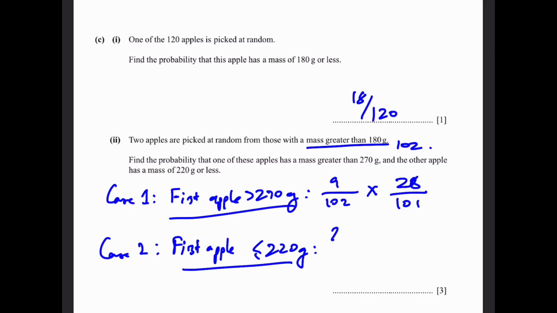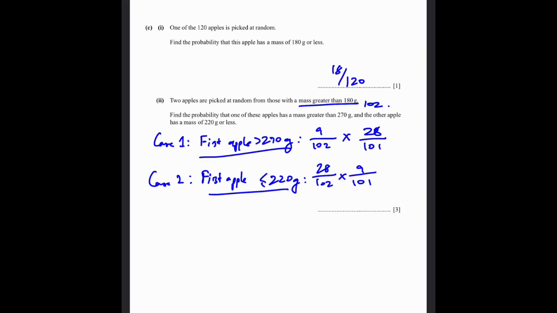So this will be 28 out of 102 times 9 out of 101, because we picked 1 out of 28 of them and this is out of a total of 102. So we picked one apple, so of course we subtract 1 for the second one. And this one here is the one which is greater than 270 in this case. So we take 9 apples, we can take any one out of those 9 out of the total of 101.